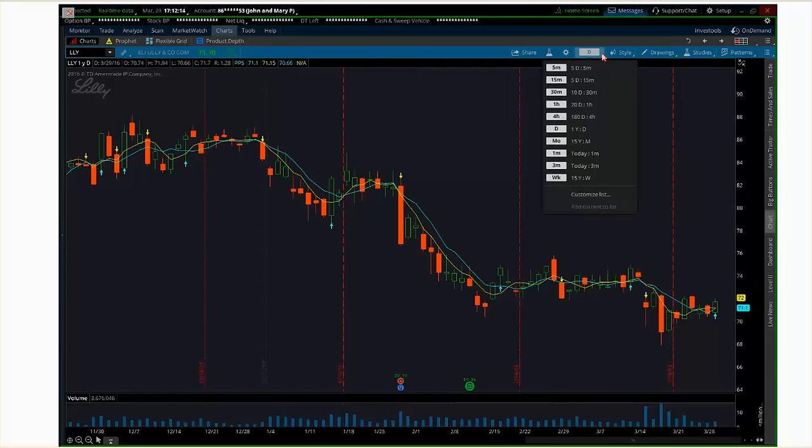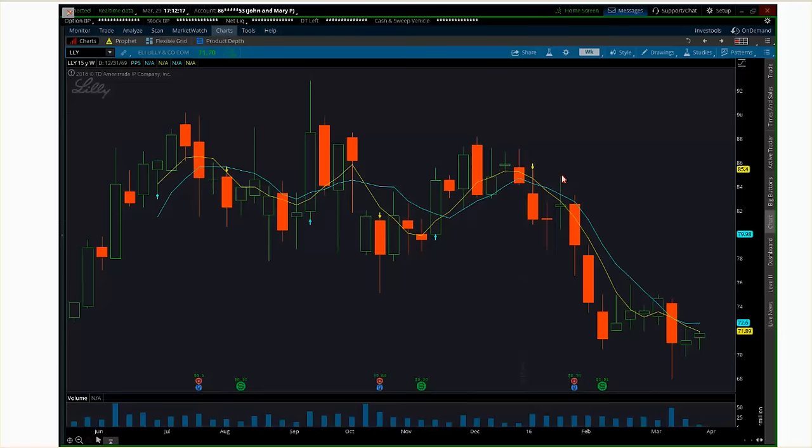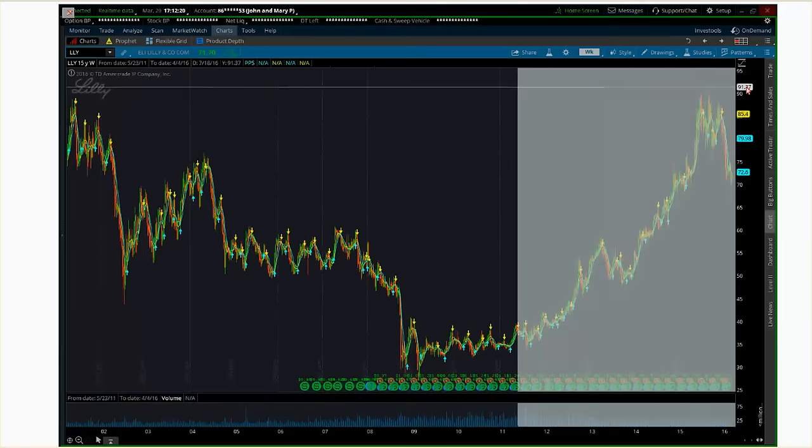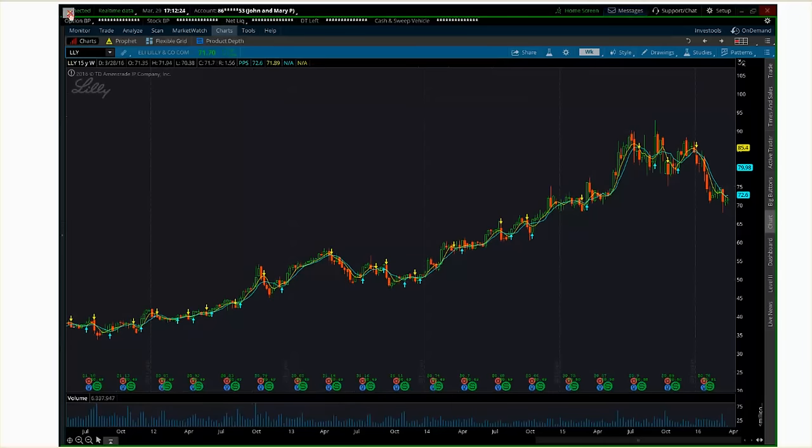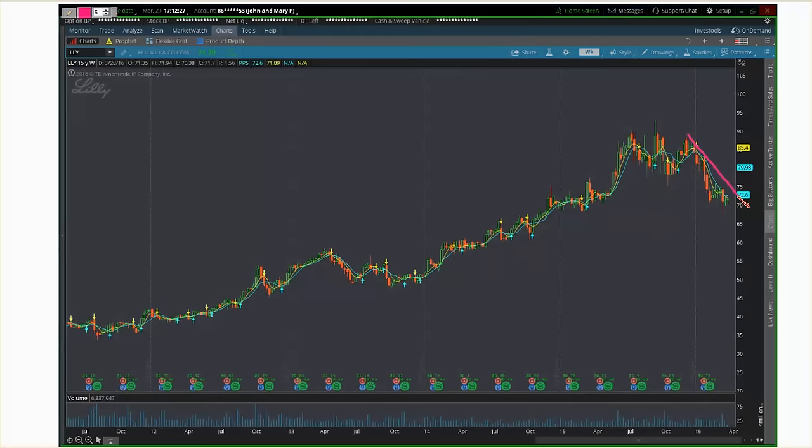Now, I like to look at two things. I like to break it down into two time frames. Minimum, I like to look at the longer term picture, so I like to look at the weekly. When you looked at the daily chart a few minutes ago, man, it looked pretty ugly. When I look at this weekly, I go, wow, that's kind of interesting.